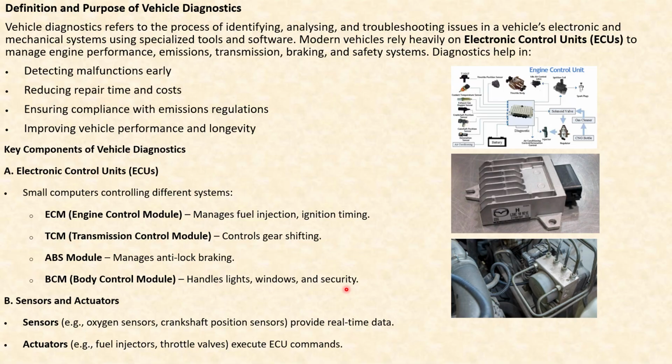Now, what are the various types of sensors and actuators? Sensors are oxygen sensors, crankshaft position sensors. These sensors provide real-time data and help to proactively monitor the health of the vehicle. And what are the actuators?